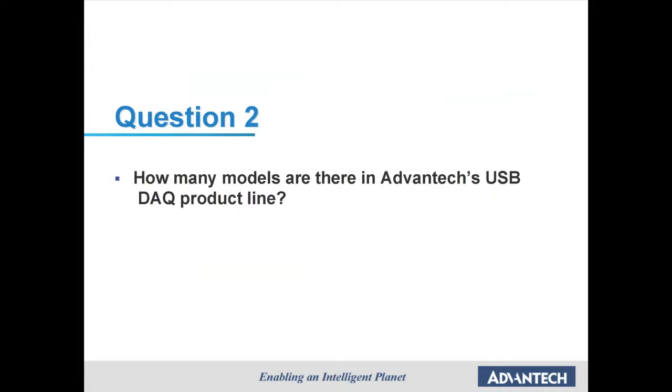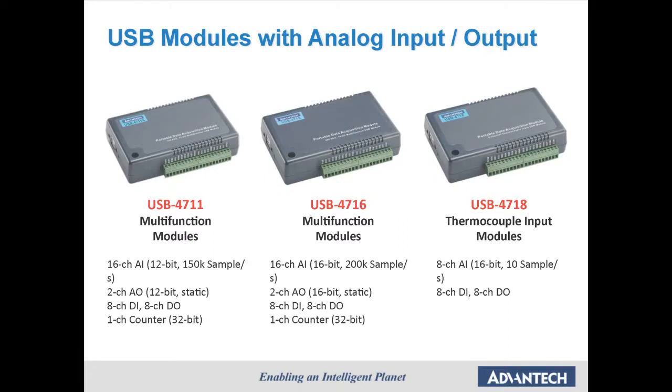How many models are there in Advantech's USB DAQ product line? The USB 4711 and the USB 4716 are multifunction USB modules. You can use them to perform AI, AO, DI, DO, event counting, and pulse generation. The USB 4718 is a dedicated analog input USB module for voltage measurement. Connecting to a thermocouple sensor, it is also ideal for performing temperature measurement.